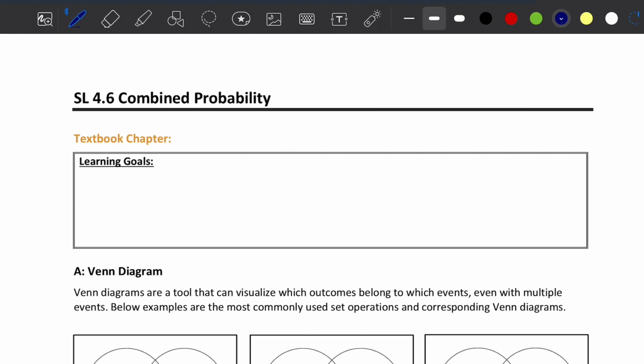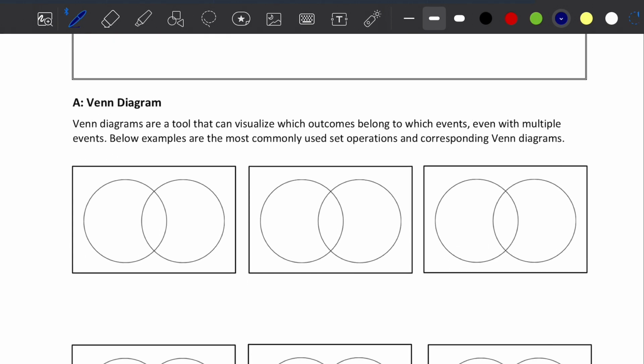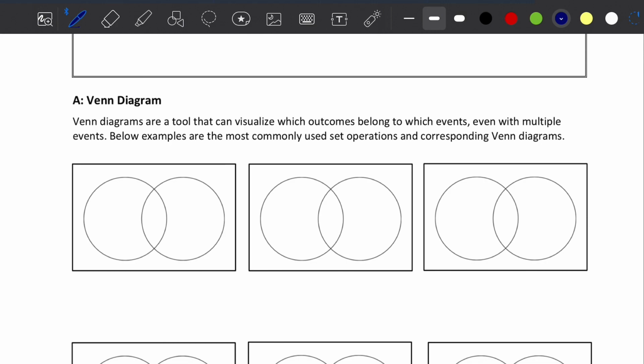Essay 4.6 Combined Probability. In today's video, we will be discussing the ways to present probabilities using the Venn diagram and the tree diagram, and we will also discuss the various probability rules. So first of all, let's discuss the Venn diagram. Venn diagrams are a tool that can visualize which outcomes belong to which events, even with multiple events.